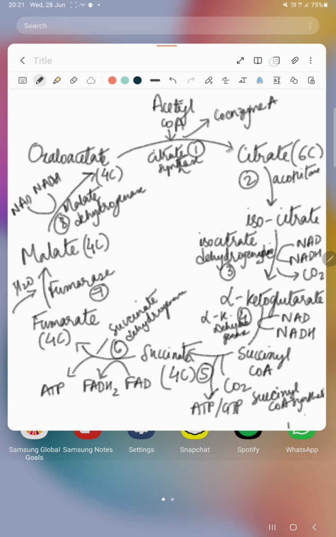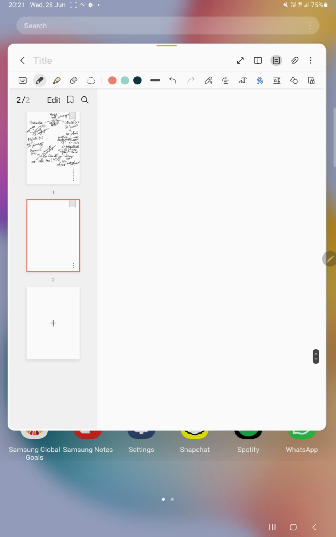So let's go to the next page. I'll just take you to the next page. Here I'm going to write the products of Krebs cycle.